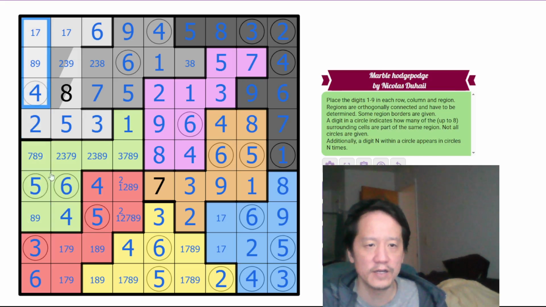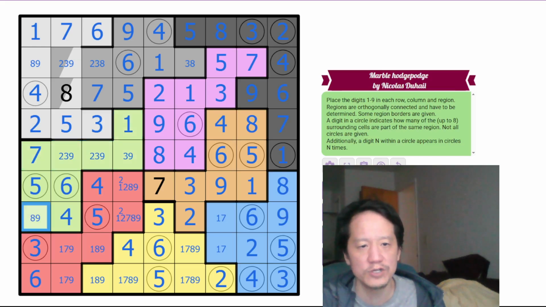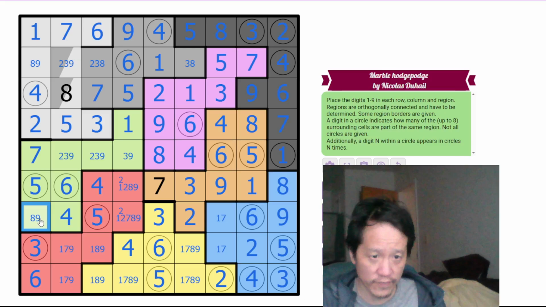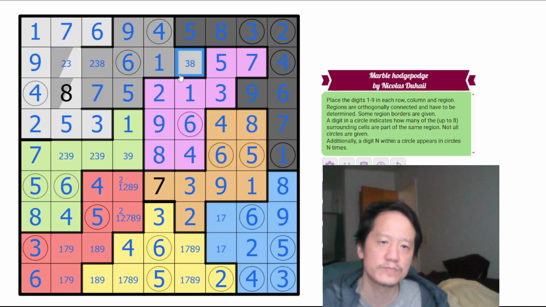We have an 8, 9, 8, 9 pair in column 1, which eliminates 8 and 9 in the rest of the column. So this has to be a 7, which makes that a 1, which makes that a 7. These can't be 7 anymore. These can't be 8. We have a 2, 3, 9 triplet in the green region, which eliminates 2, 3, and 9 in the rest of the region. Therefore, this is an 8. This is a 9. That can't be 9 here.